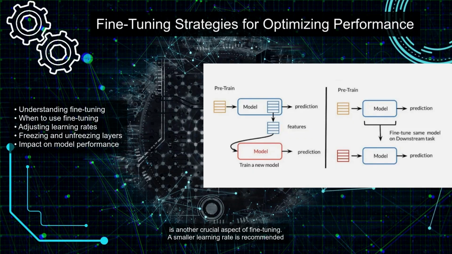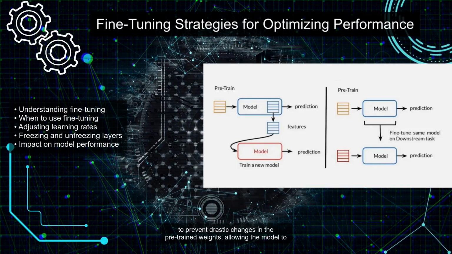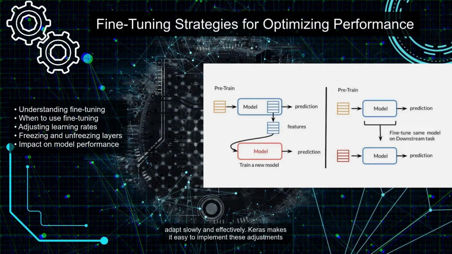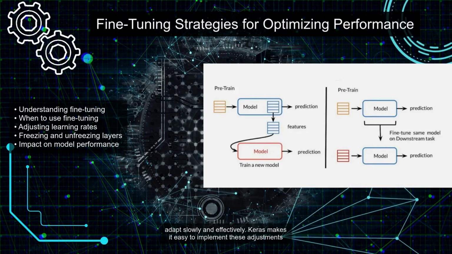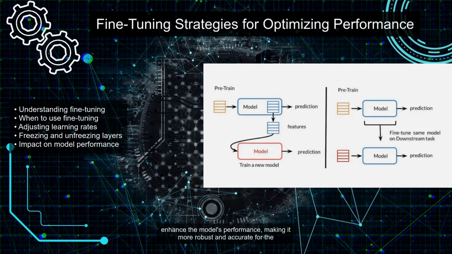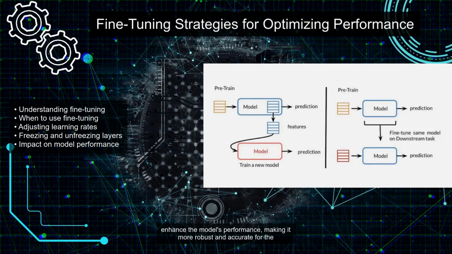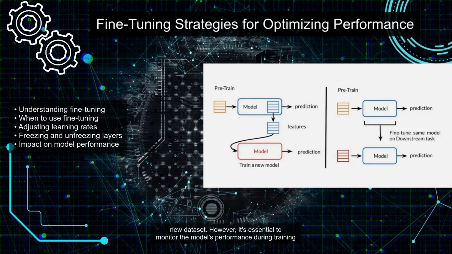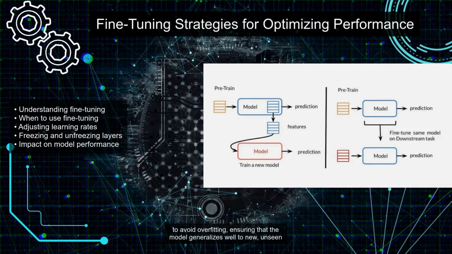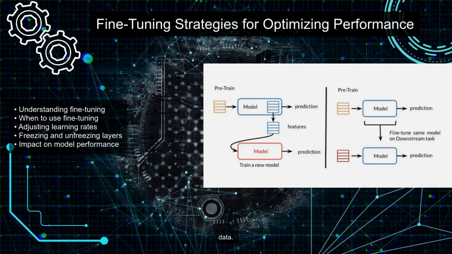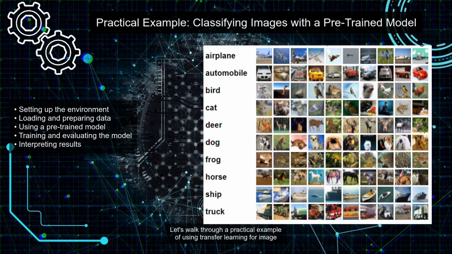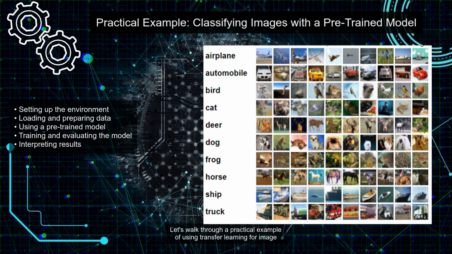Adjusting the learning rate is another crucial aspect of fine-tuning. A smaller learning rate is recommended to prevent drastic changes in the pre-trained weights, allowing the model to adapt slowly and effectively. Keras makes it easy to implement these adjustments with its flexible layer freezing and optimizer configuration options. Fine-tuning can significantly enhance the model's performance, making it more robust and accurate for the new dataset. However, it's essential to monitor the model's performance during training to avoid overfitting, ensuring that the model generalizes well to new, unseen data.